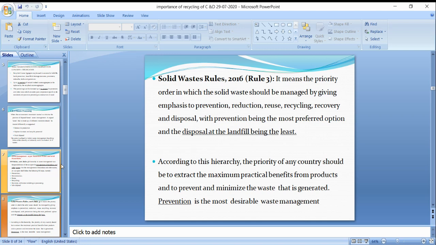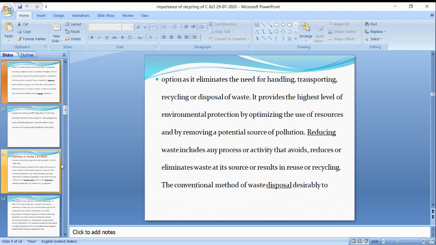So, according to this hierarchy, the priority of any country should be to extract the maximum practical benefits from products and to prevent or minimize the waste that is generated. So we are sending the reused material to the factory that is going to produce the new product, so that the reused material reduces the manufacturing of new products. Like that we are reducing the waste. So prevention is the most desirable waste management.